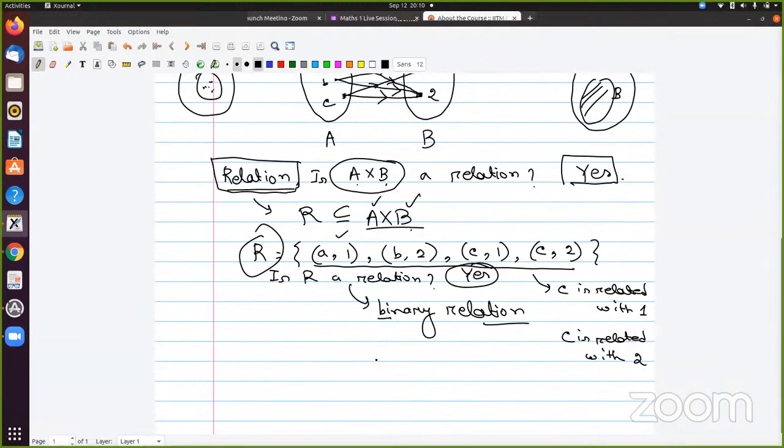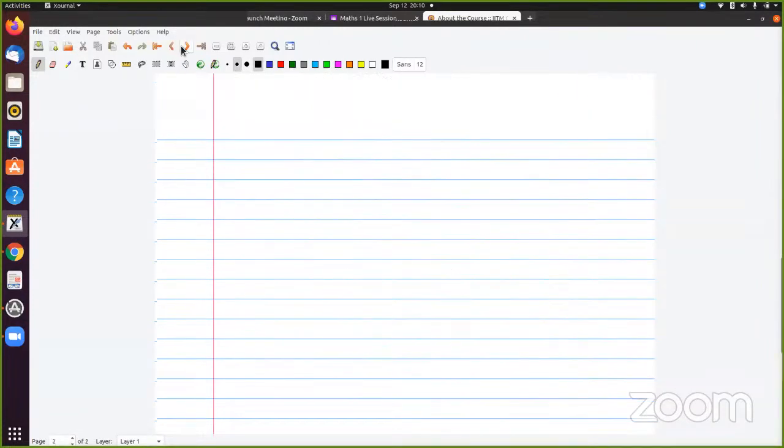So now whatever is called a binary relation, this is clear to everyone, hopefully. Now suppose I have a single set. One question, sir.